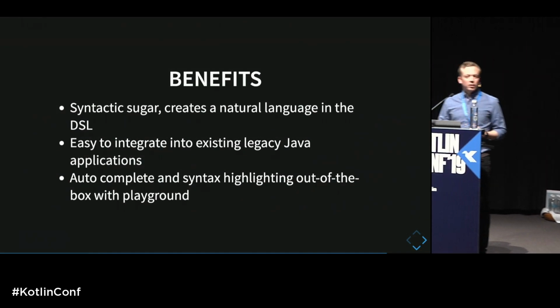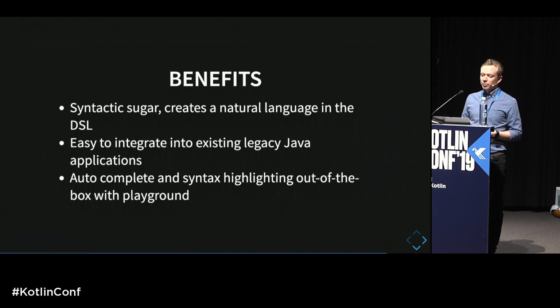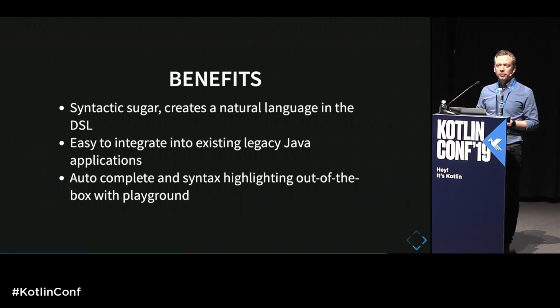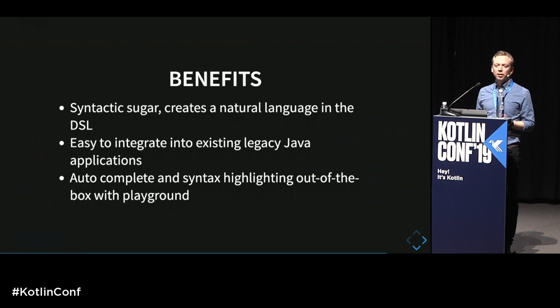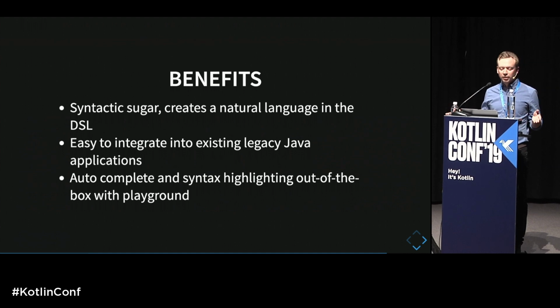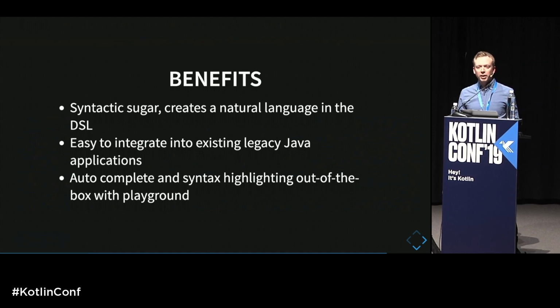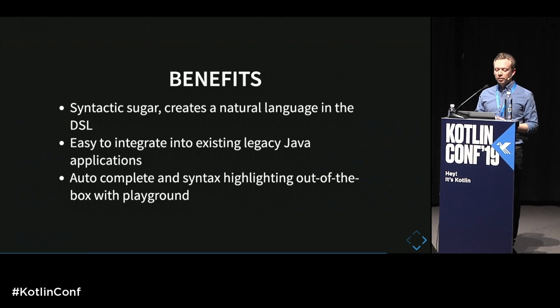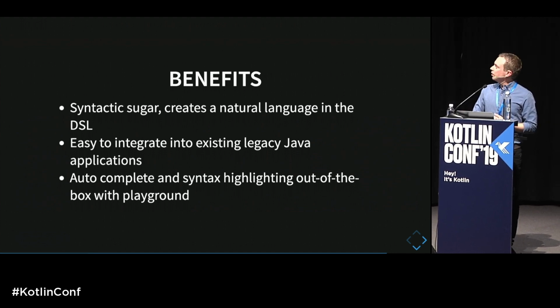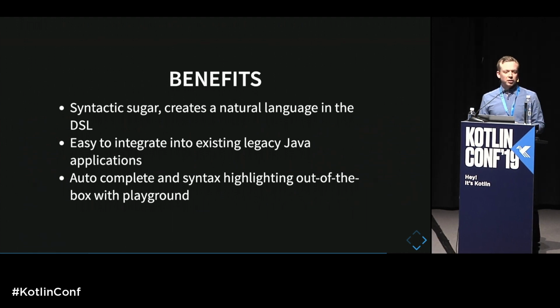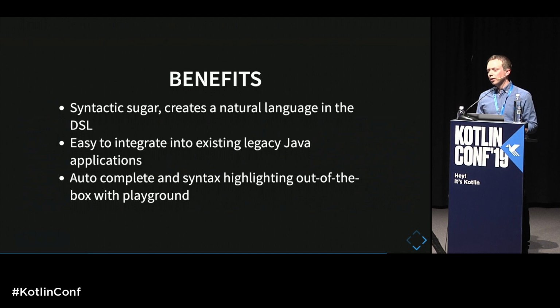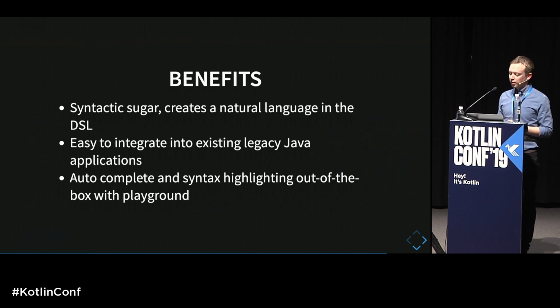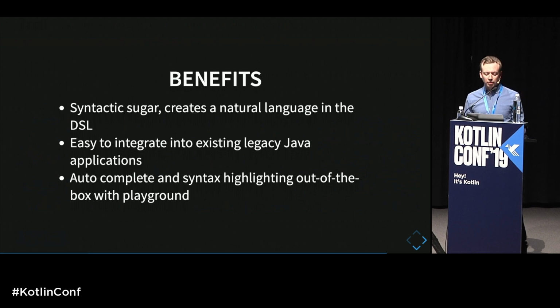So benefits: the syntactic sugar that Kotlin provides. It really creates a great tool for natural languages. As you saw here, it was in Norwegian. You type it out as a sentence, and it looks really natural. The domain experts really liked that way of defining the rules. It's easy to integrate into existing legacy Java applications. Most of the time you have some legacy library, for instance, in Java. Just pull it in like you would in any Java application, and it works from Kotlin. Autocomplete and syntax highlighting out of the box with Playground.